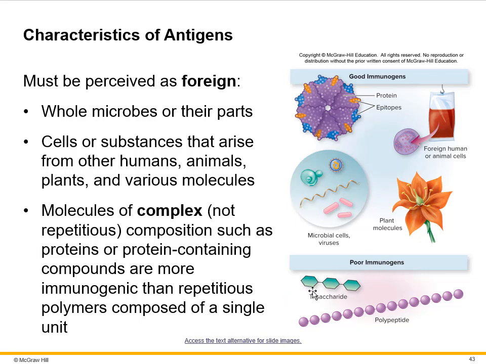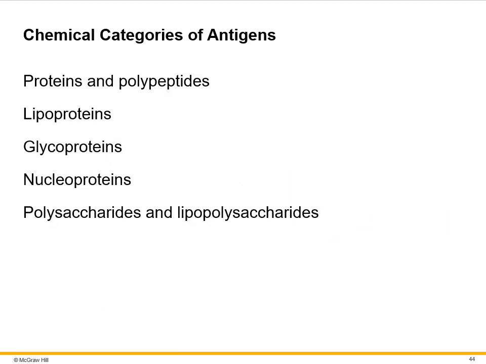But a poor immunogen would be something like this that is repetitious, this polypeptide, even though it's protein. It may not be big enough, or it may be repetitious here because it looks like those are all the same amino acid. And then trisaccharides probably is not big enough, but it also could be that it is repetitious.